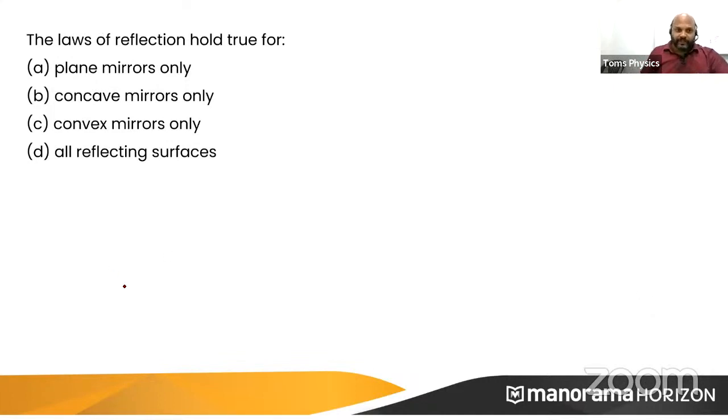The laws of reflection hold true only for a plane mirror, only for a concave mirror, only for a convex mirror, or for all reflecting surfaces. Simple question. I hope everyone can answer this. Option D. Very good. As I told you, the surface can be curved, straight, rough, smooth, whatever it is. Beautiful, ugly, doesn't matter. The reflection laws will always be valid. So the correct answer is option D. Let's move on.